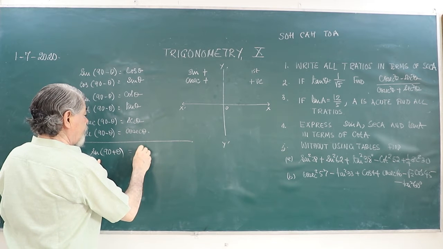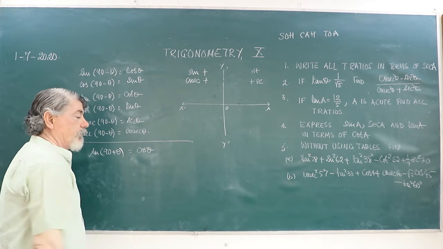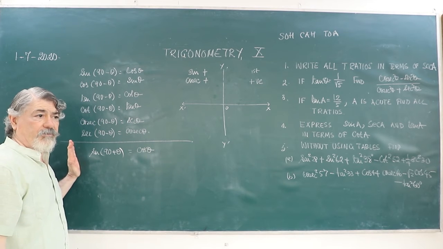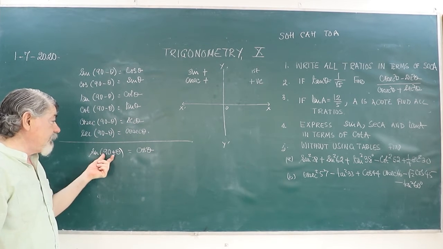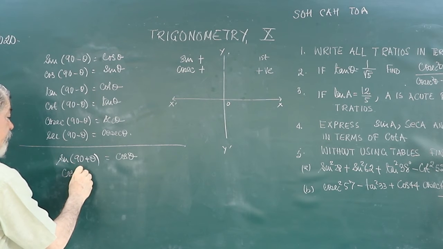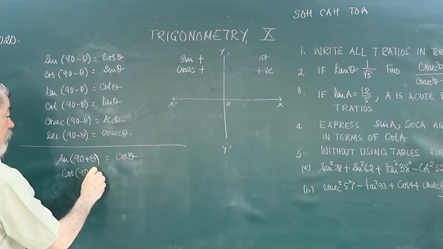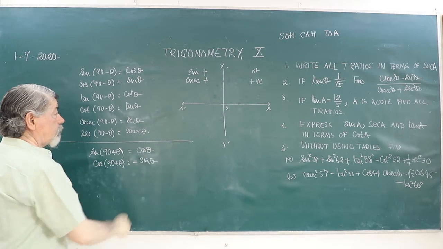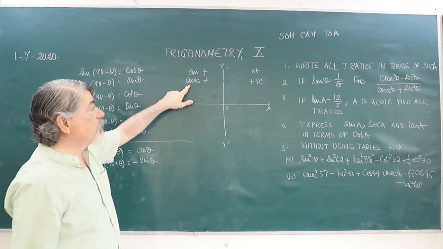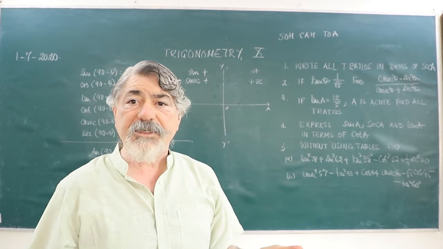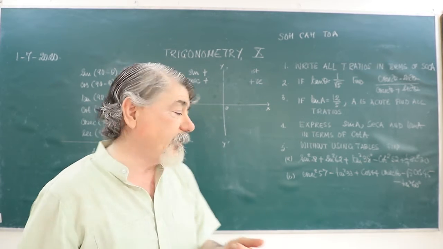So sine 90 plus theta will become cos theta. We always take from the left hand side. Sin 90 plus theta will be cos theta. But cos 90 plus theta will be what? Minus sin theta. Because sin and cosec will only be plus, the remaining four trigonometric ratios will remain negative.